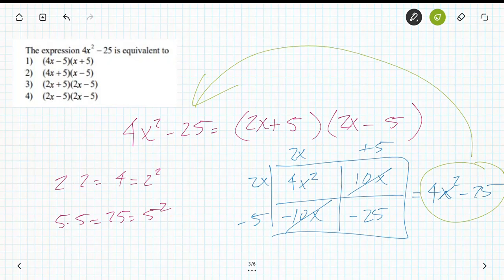So what's my correct answer choice? 2x plus 5, 2x minus 5. So that would be answer choice number 3. All right. Let's go ahead and do one more, and then hopefully you can have enough practice and more background on this skill so that you'll be really successful.